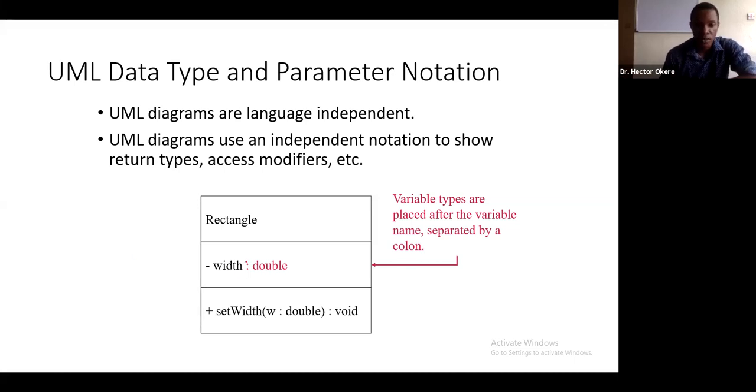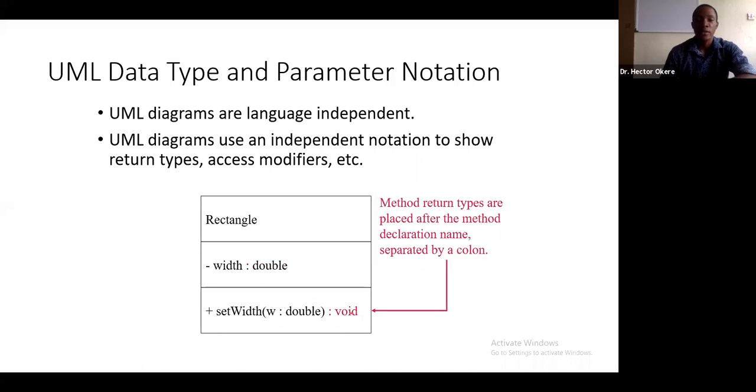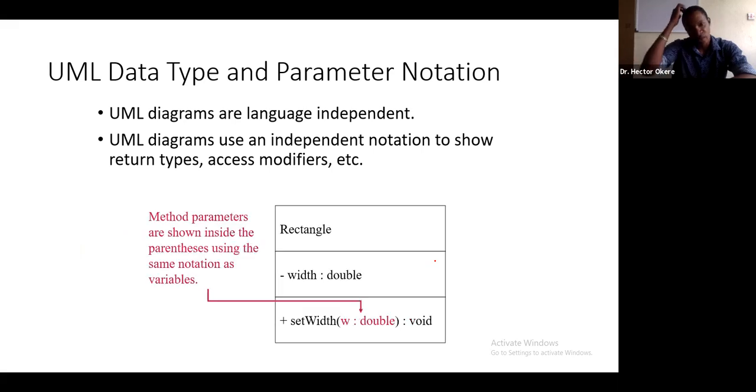So width, double, because your width can be in the form of 15.5. So you cannot say integer, it has to be double, right? Same with length. So you use a colon to denote the return type. All right. Set width, double, and void. Return types are placed after the method declaration name, separated by a colon, okay?